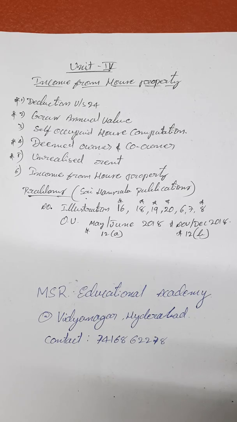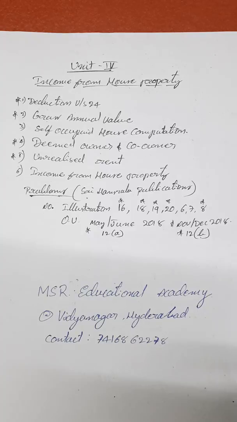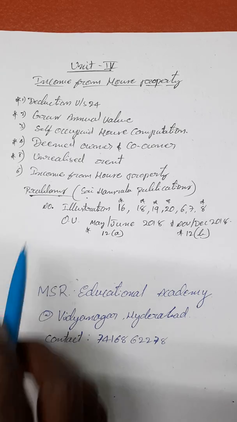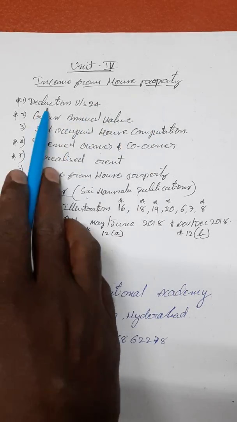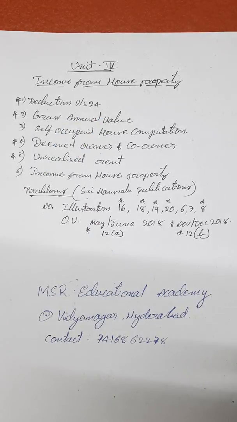Another unit, the fourth unit, is income from house property. It is a very easy chapter with definite questions. That is deductions under section 24. This deduction covers the standard deduction at the rate of 30%, and 24B, interest on loan. These two points are important under section 24.